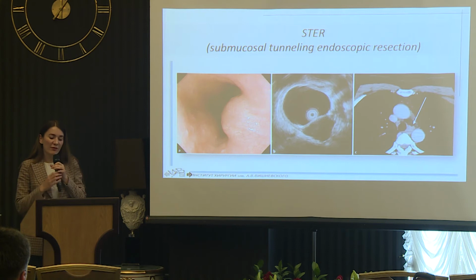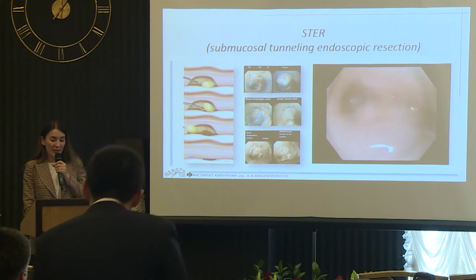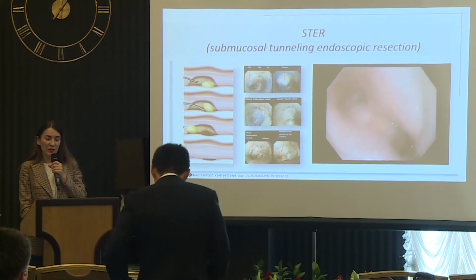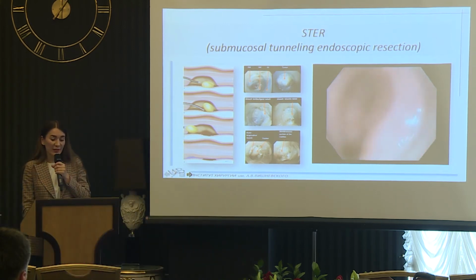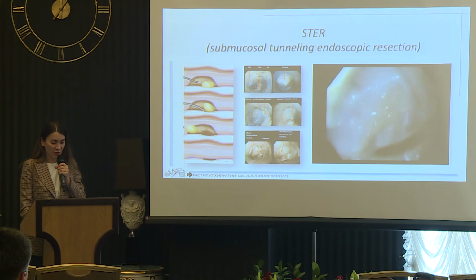The creation of such a long tunnel, needed for subsequent myotomy in the POEM procedure, underlies the next technique, which is the STER technique, submucosal tunneling endoscopic resection. The first step is pretty similar, consisting of submucosal injection, opening of the mucosa at a distance from the tumor, and the steps of tunnel creation and submucosal dissection until complete removal of the tumor, as you can see on the video.